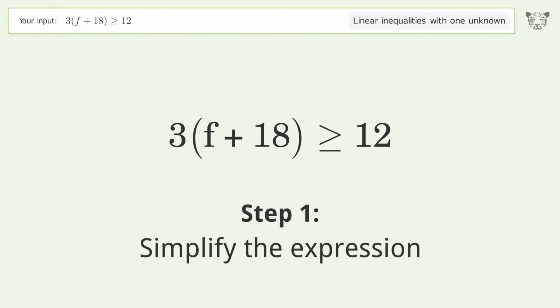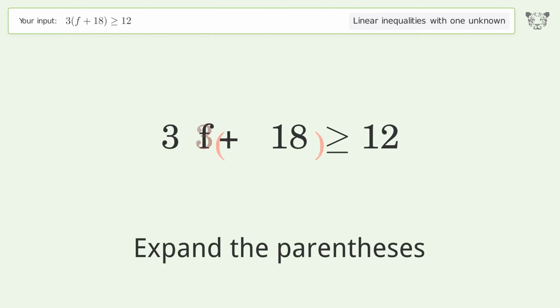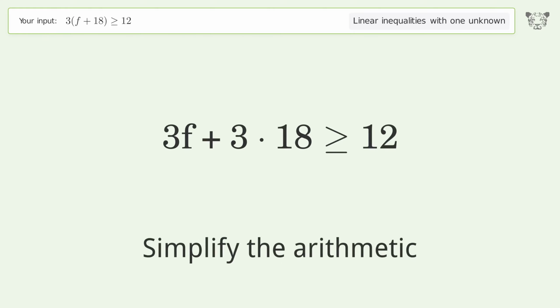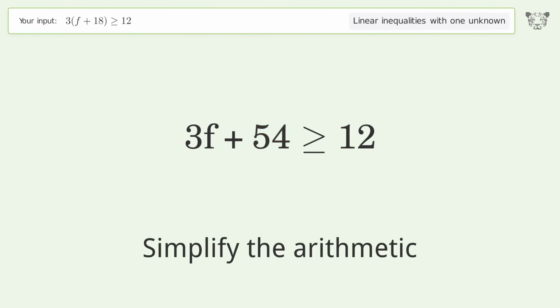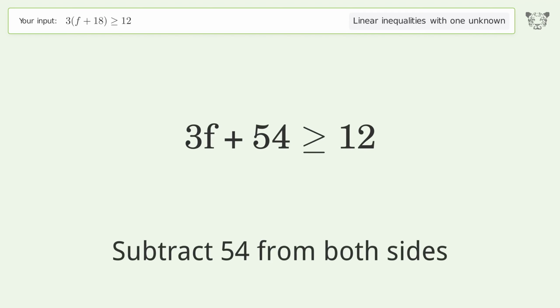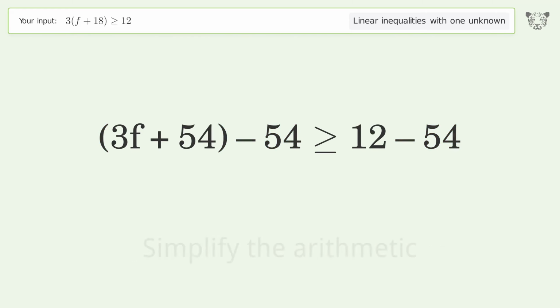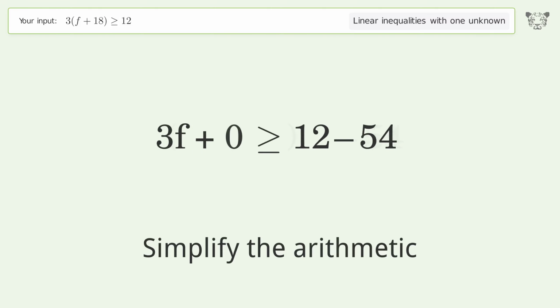Simplify the expression. Expand the parentheses. Simplify the arithmetic. Group all constants on the right side of the inequality. Subtract 54 from both sides. Simplify the arithmetic.